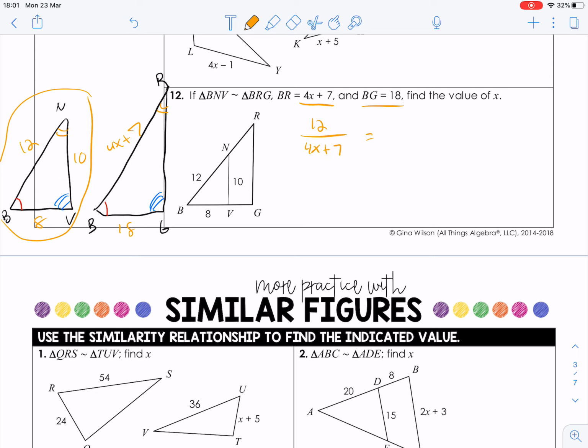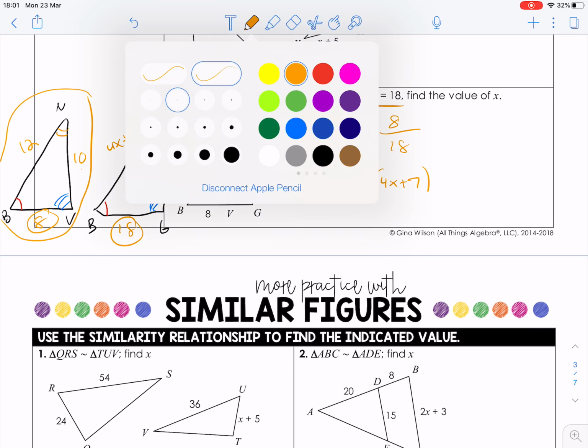And then it doesn't really matter which we use, or does it? It does, because we only have 8 and 18 that match up. 10, we don't know what 10 goes with. So we have to use 8 and 18. And 8 goes on top because we have 12 on top. And that goes with 18. And then we solve. 12 times 18 equals 8 times 4x plus 7. Make sure you guys have parentheses when you're doing this.